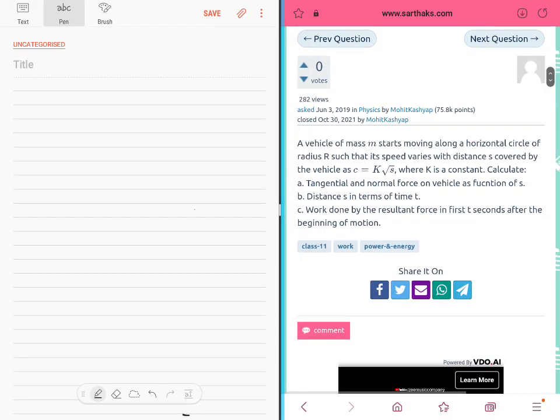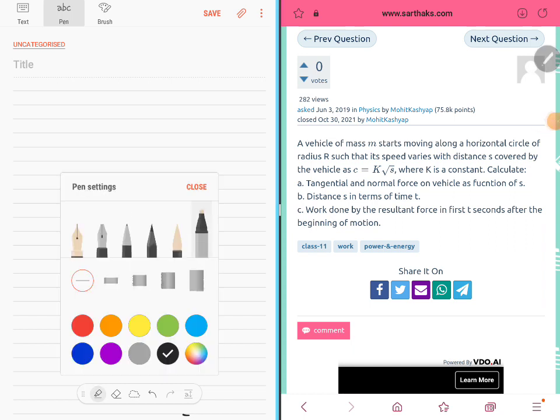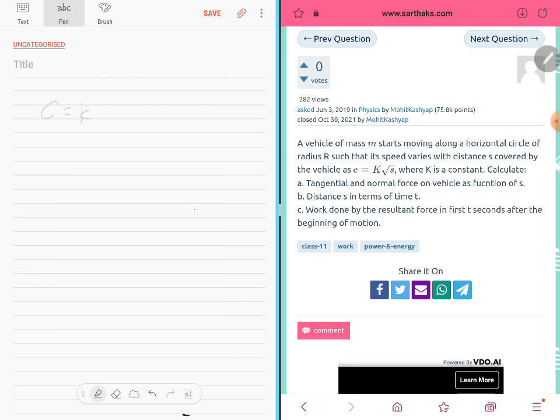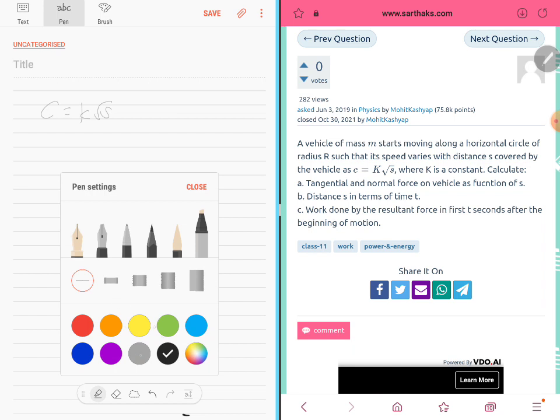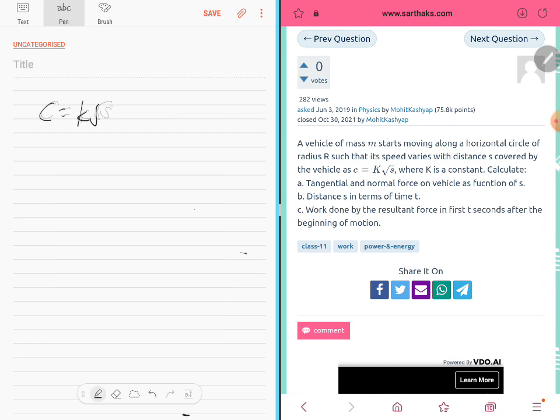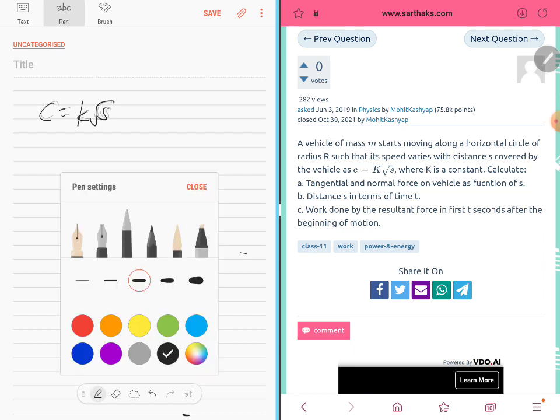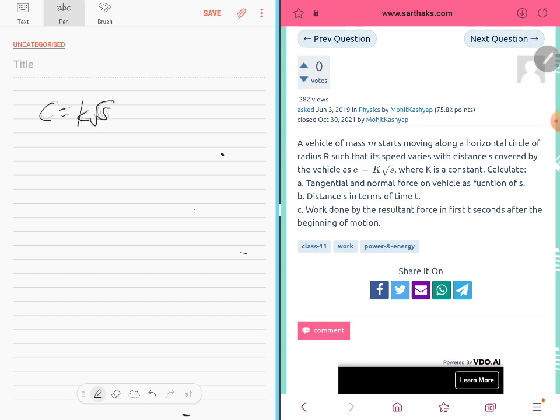So this question: a vehicle of mass m starts moving along a horizontal circle of radius r. Its speed varies with the distance s covered by the vehicle as v is equal to k into root s. So the velocity as a function of displacement has been given. Calculate the tangential and the normal force on the vehicle.